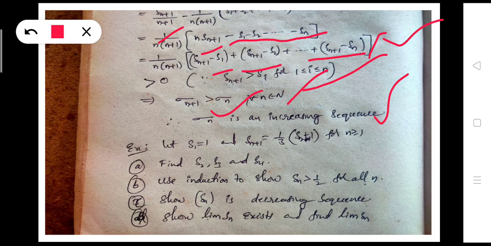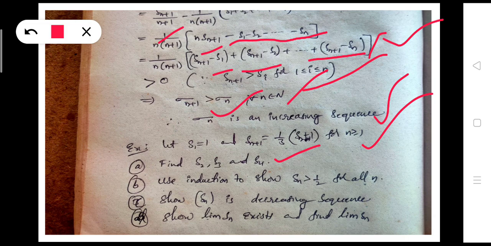Now we continue with another example. Let S1 is equal to 1, S(n+1) is equal to 1/3 times (Sn plus 1) for n greater than or equal to 1. Find S2, S3 and S4. And the first question is that one.